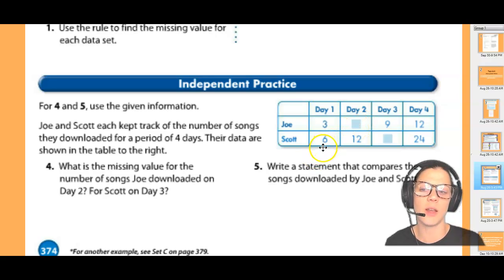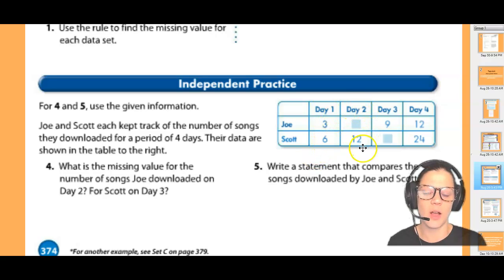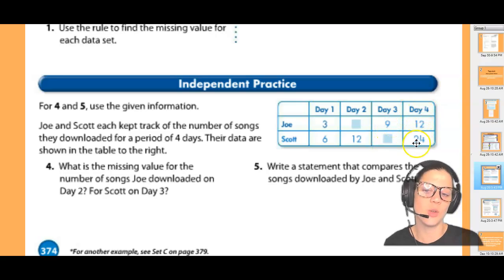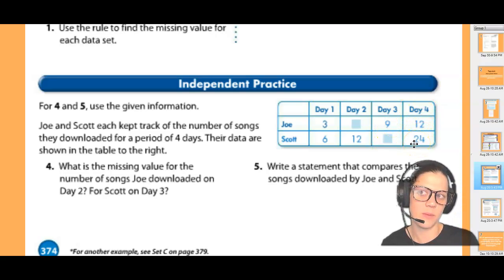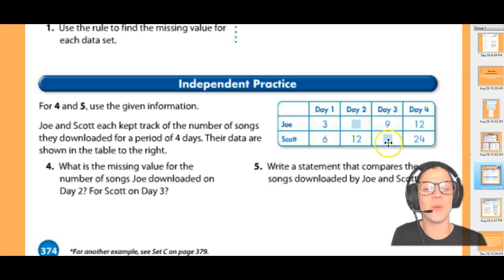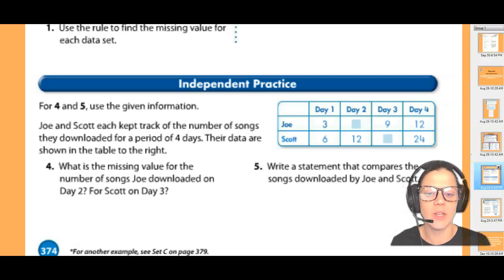Let's look at our next one. We've got 6, 12, blank, then 24. I think it's add 6, so I think we should have 18 there. So be thinking about how you look for those patterns when you're looking at a given data set.